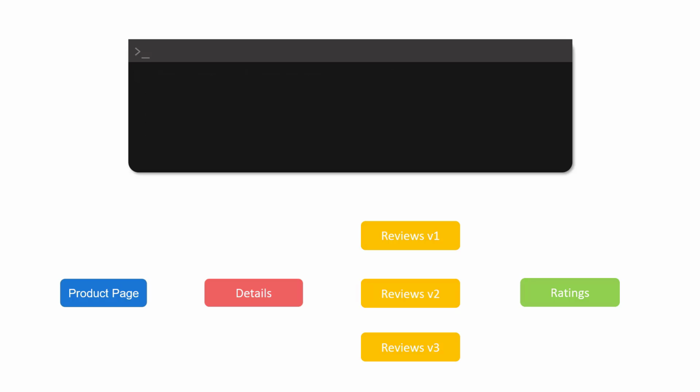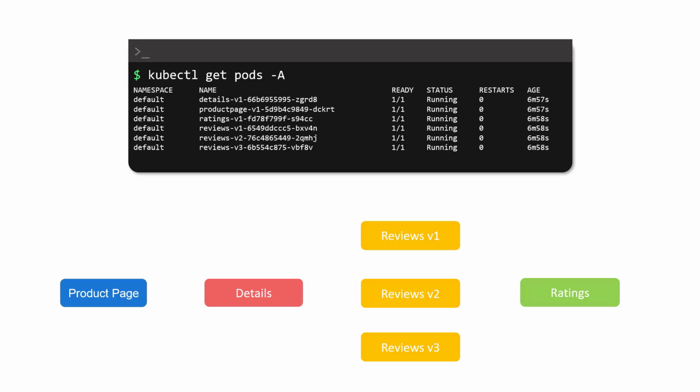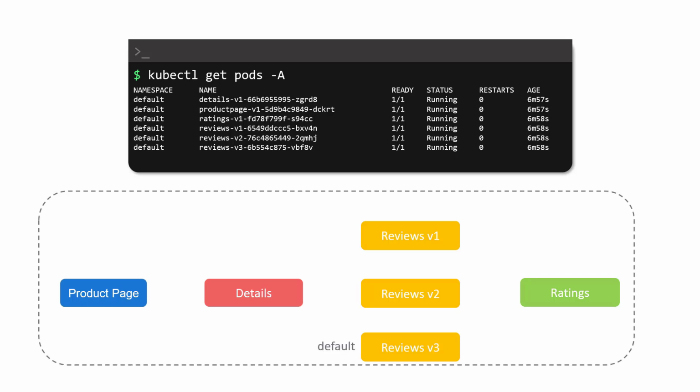Let's check the status of the pods deployed. We see that we have a pod for the product page microservice, the details microservice, the rating service, and 3 different versions of the review service. We see that everything is deployed in the default namespace.